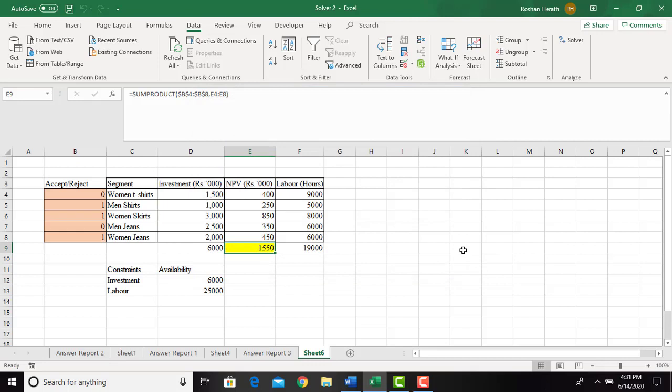Say okay. See, depending on the given constraints, you can accept three projects. So you can see that the investment has become a binding constraint. You have used that to the fullest. But when it comes to the labor, that is not a binding constraint. And the net NPV that you can get is 1.55 million, that is the NPV that you can achieve.